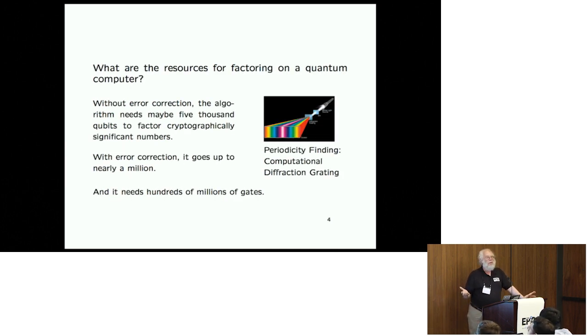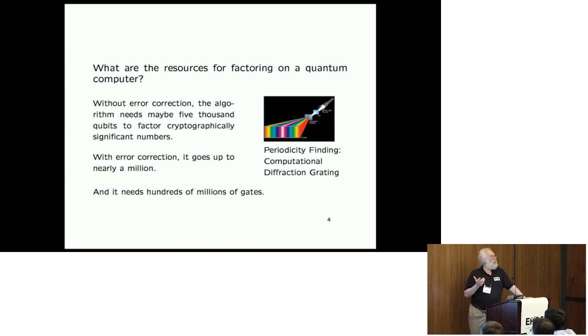Why aren't we worrying about these? Well, you can look at the resources for factoring on a quantum computer. Without error correction, the algorithm needs maybe 5,000 qubits to factor cryptologically significant numbers. But it needs hundreds of millions of gates to do that. And if you want to run hundreds of millions of gates on a quantum computer, you need fidelity for each gate of order 10 to the minus 8th. And that's pretty much impossible experimentally.